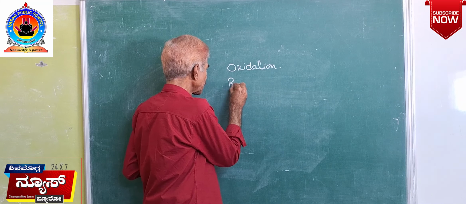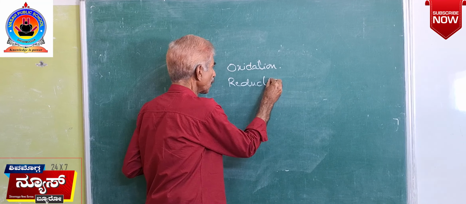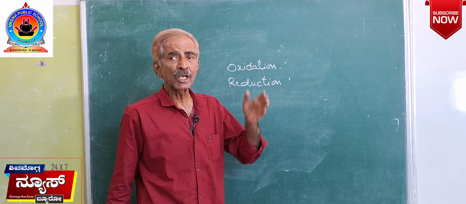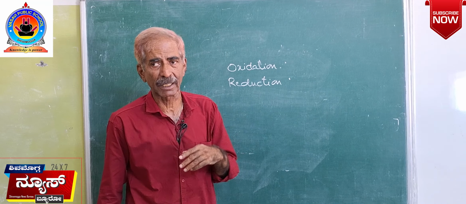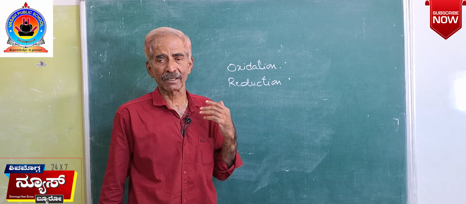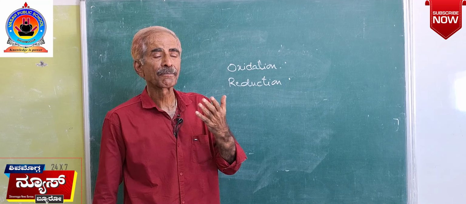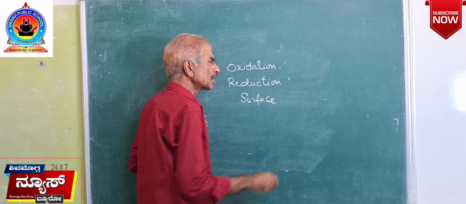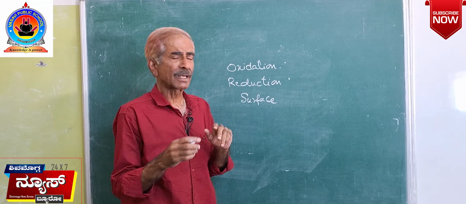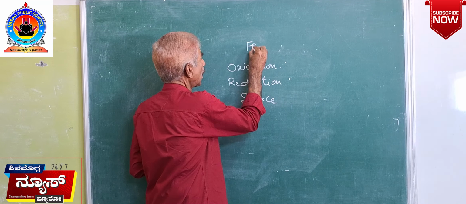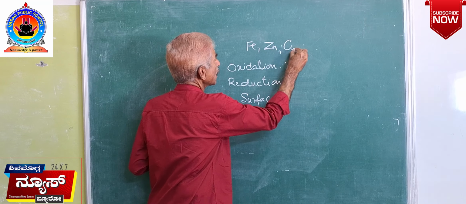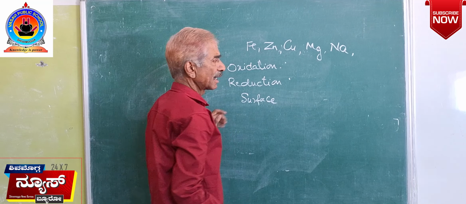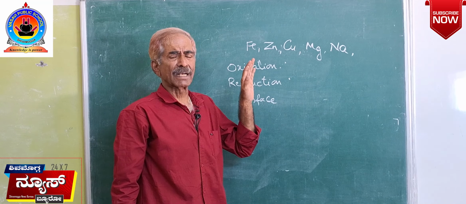Or then you have got reduction. Well, this process again you are going to study in metals and non-metals. When metals react with oxygen, what is going to happen? For example, there is what we call a surface reaction. Which are the common metals that you have to apply? Usually the metals are iron, zinc, copper, magnesium, sodium, like this. These are the common metals.